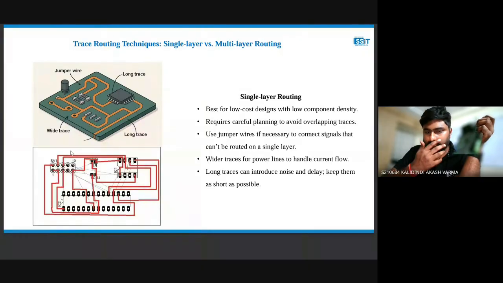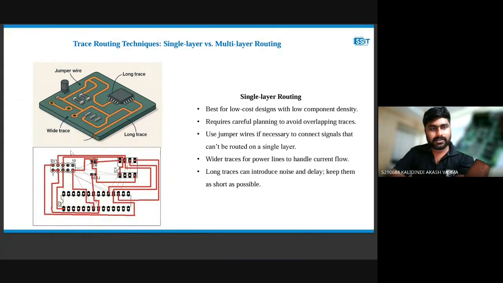Coming to single layer, we should not go for long traces. If there is a high density of components, then we should go for a dual layer. Now we'll see one hands-on circuit with this particular single layer PCB.